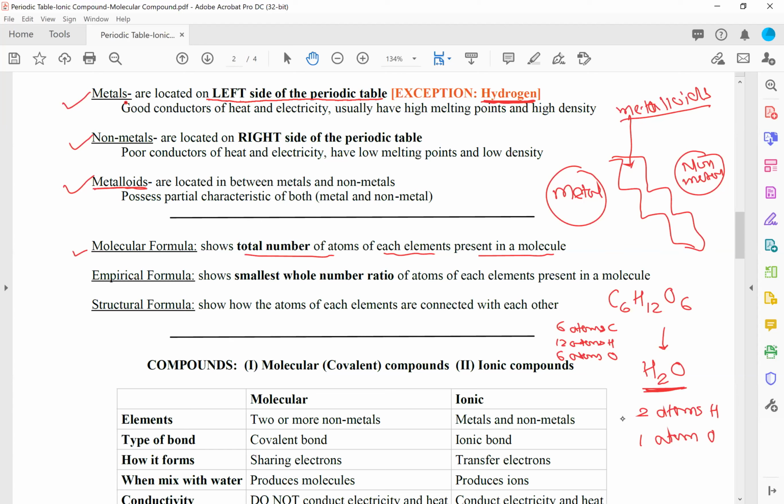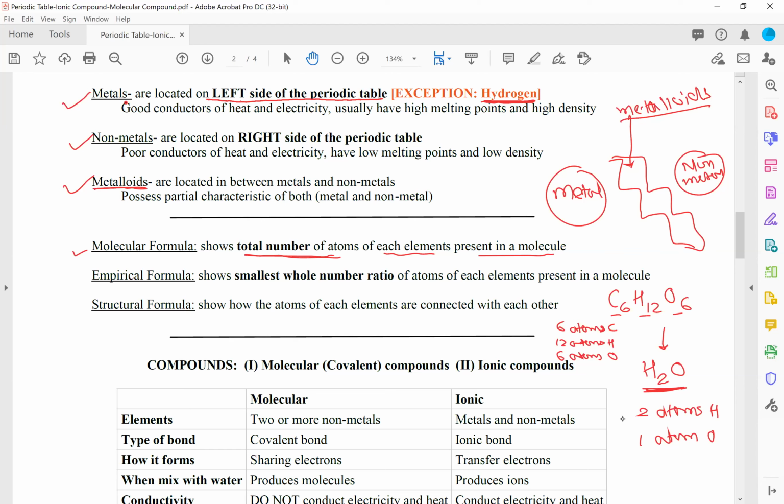All right, so that is simple. It represents the total number of atoms. How many carbon atoms do we have? 6. How many oxygen? 6. How many hydrogen? 12. That is referred to as the total formula. That's the molecular formula, which is simple to understand.